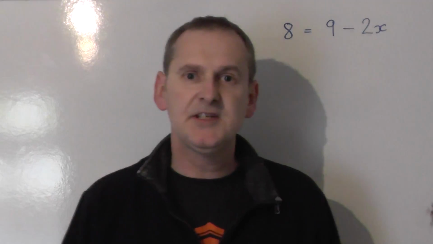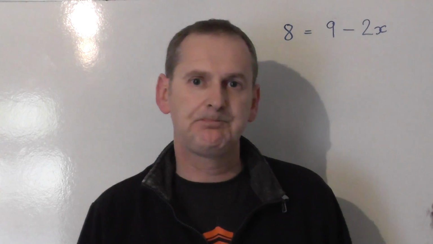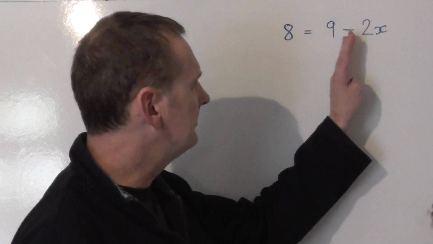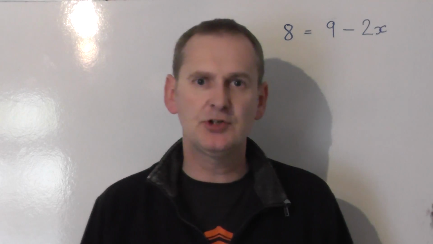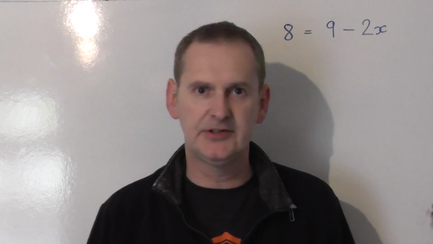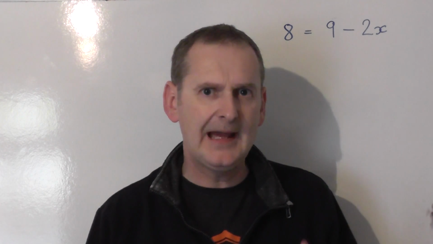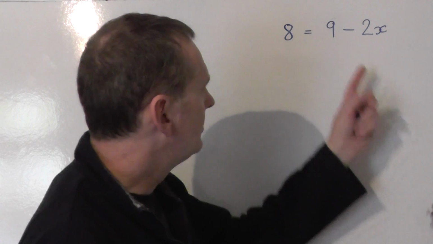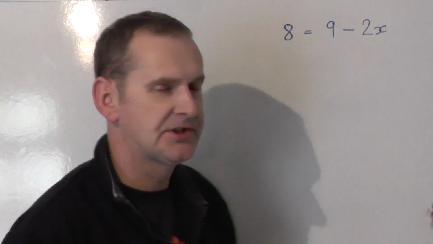Let's have a look at 8 equals 9 minus 2x. Which side are the x's on in this equation? Well, to begin with, they're on the right hand side. So your initial gut reaction might be, let's collect the x's on the right hand side. However, if you look carefully, you'll see that it's minus 2x's.